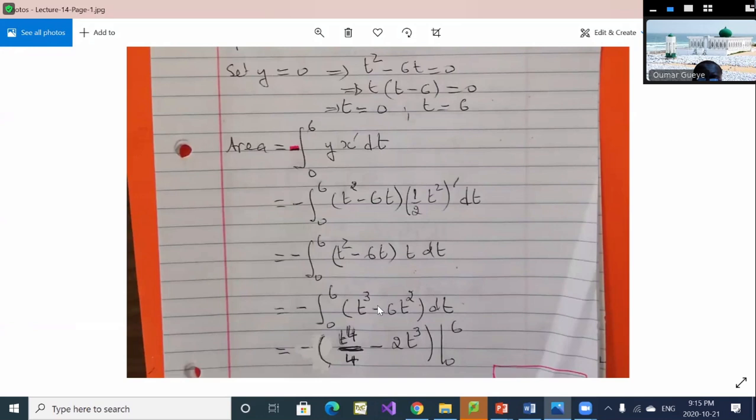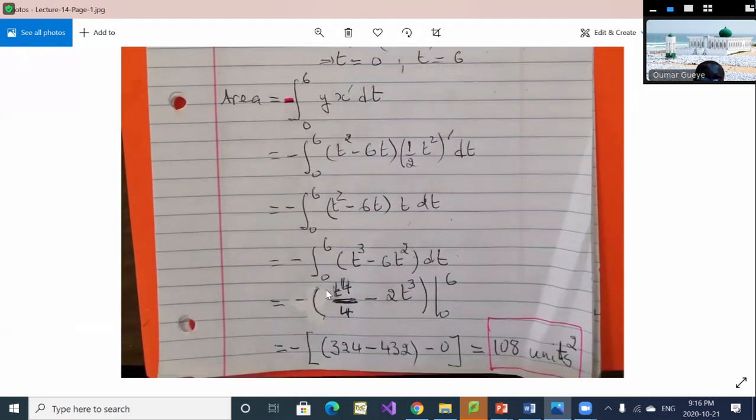Now, when we calculate the antiderivative by using the power rule, you guys will get here t to the power 4 by 4 minus 2t cubed. And this is the antiderivative. You have to calculate it at 6 and at 0, taking into account the negative sign here in front of the bracket.